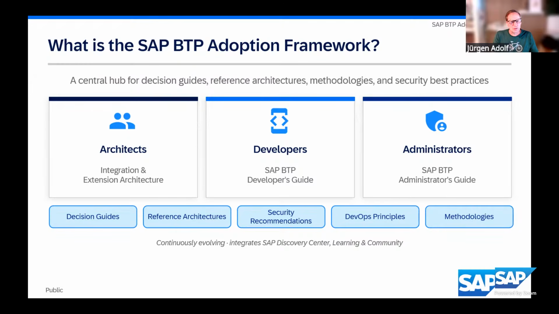It is structured around 3 main audiences. We have the architects, the developers, and the administrators, typically at SAP and on customer side. And each persona gets specific guidance tailored to their role in the adoption framework. For architects, there's the integration and extension architecture guidance. This will help you to design solutions that are scalable and secure by design.